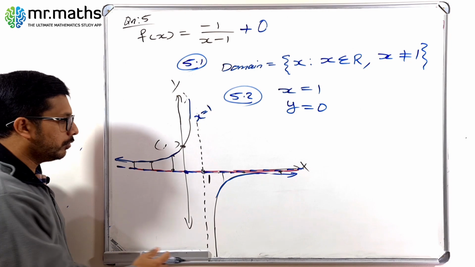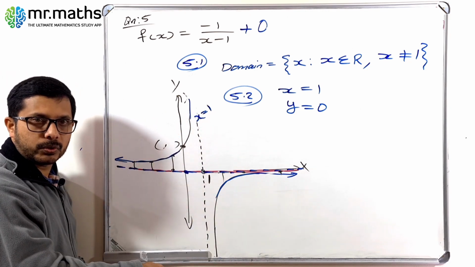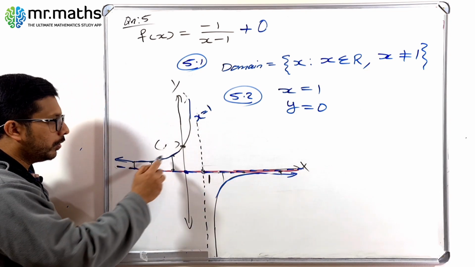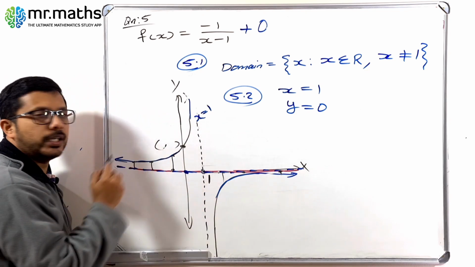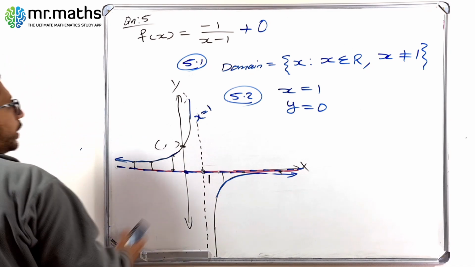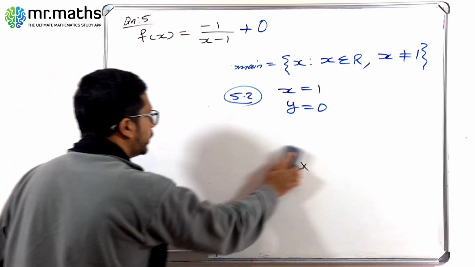That's all. You already know what an asymptote is. Then you can draw x is equal to 1 as an asymptote, and y is equal to 0 is also an asymptote. So the only thing is you have to know the y-intercept. So anyway, let's try to find the y-intercept. That is question number 5.3.